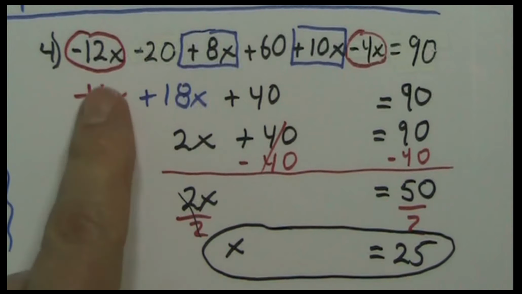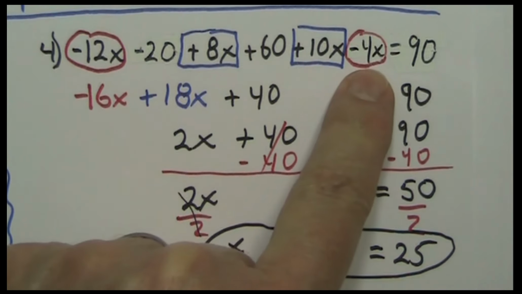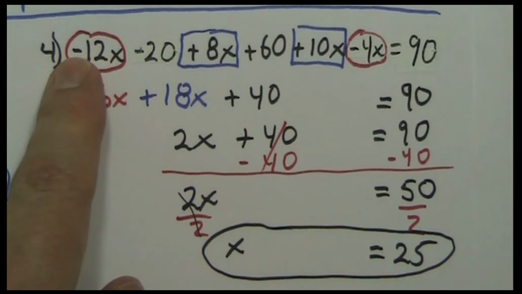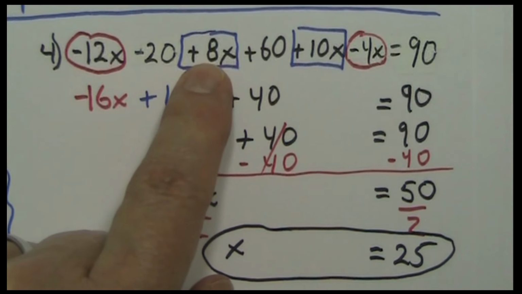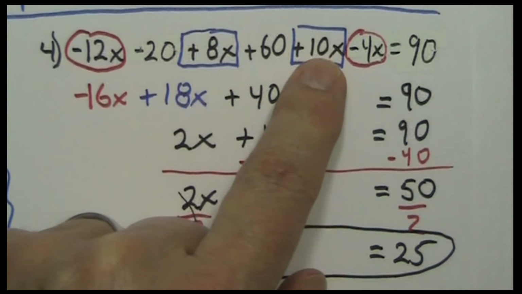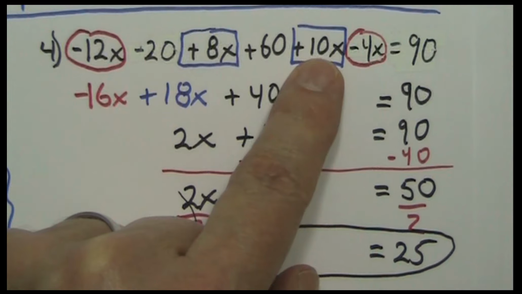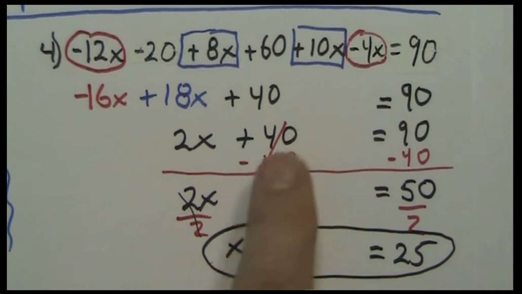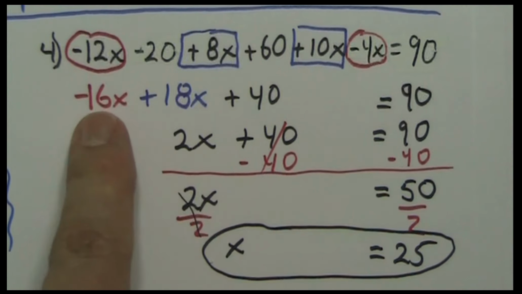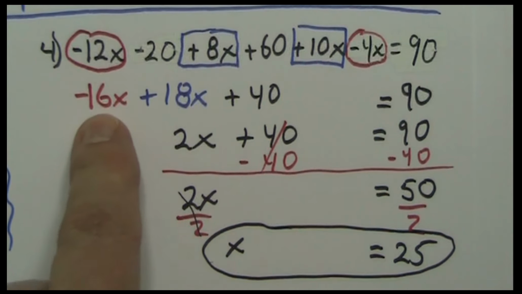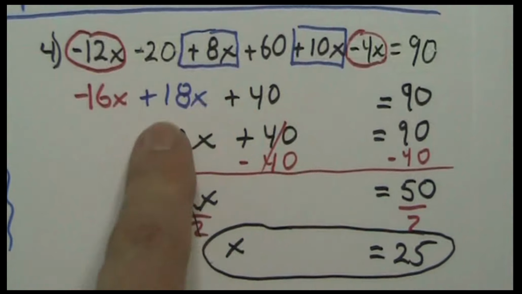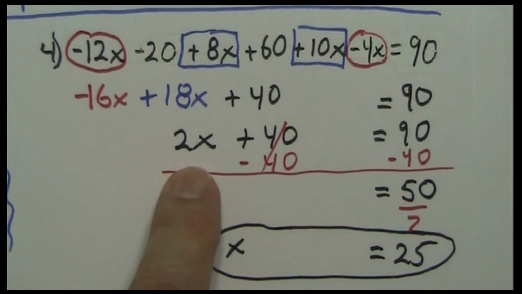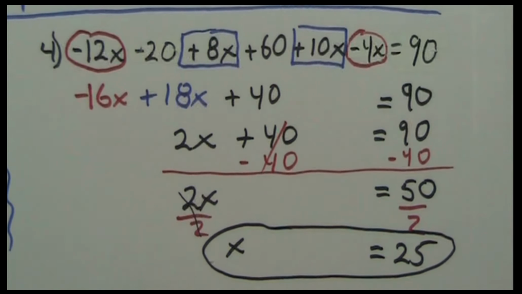Now you may have been able to put the x's together in your mind just easily, like negative 12 and 8 is negative 4, and that 10 makes 6, and 6 minus 4 is 2. You could have done that in your mind, but I find it easier to put all the negatives together, put all the positives together, and then just subtract them. That's easier for me. It may be for you too.